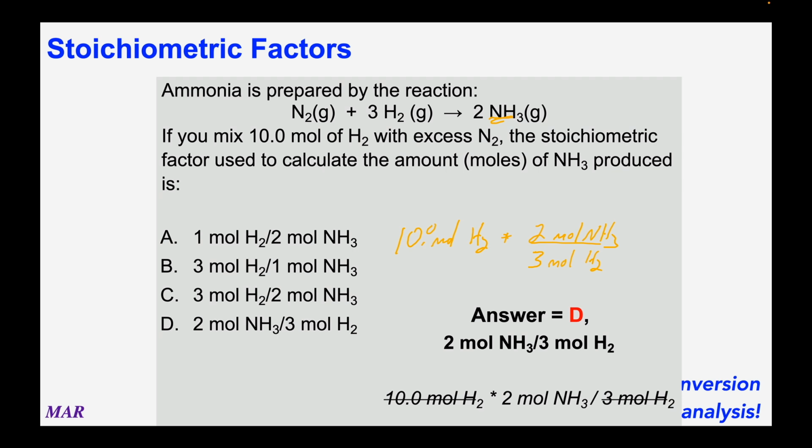I hope you're seeing what's going on here. We want to convert how much hydrogen we have into how much ammonia we can create. You can see how the moles of H2 on the top and the moles of H2 on the bottom are going to cancel. That allows us to calculate the moles of NH3 that we can create. If we multiply 10 moles by 2 over 3, we would get 6.7 moles of NH3 from this reaction. That's where these stoichiometric coefficient factors come in, and that's why having a balanced equation is so important for chemistry.